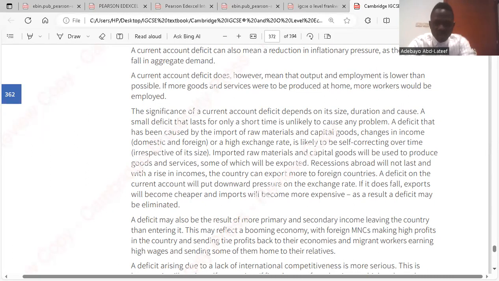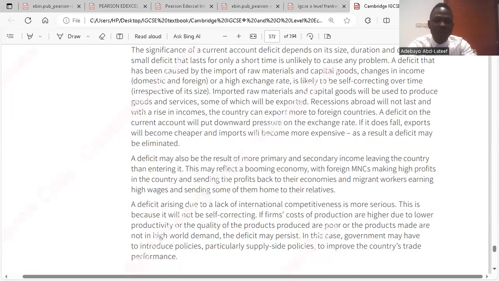Do you get it? So a deficit may also be the result of more primary and secondary income leaving the country than entering it. So if primary and secondary income are leaving the country and you are not receiving, then it will be a deficit. Primary income means you are paying more dividends to foreign businesses and more interest to foreign investors, and you are not receiving any. It will be a current account deficit.